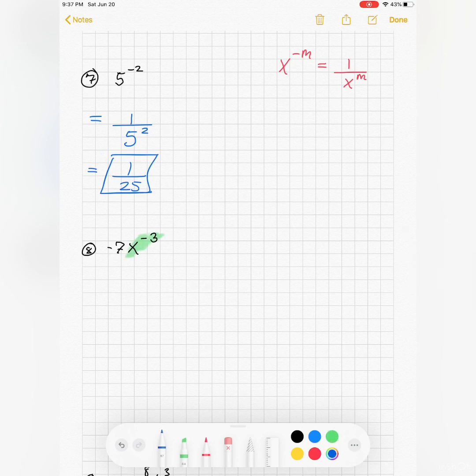Okay, so notice only the x is under the exponent. So x to the negative 3 is 1 over x cubed. Then I can multiply straight across.